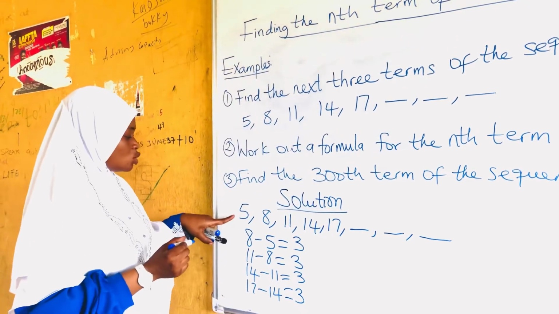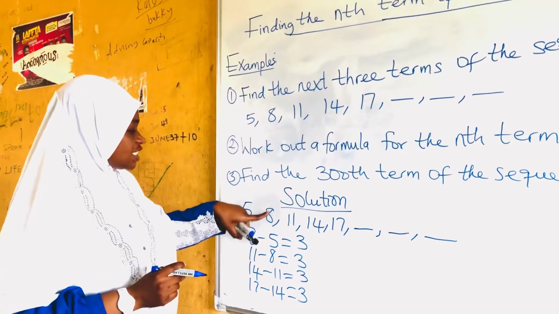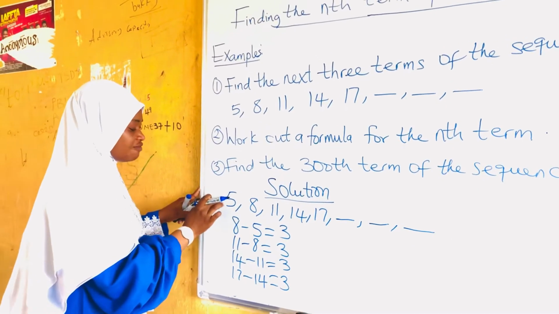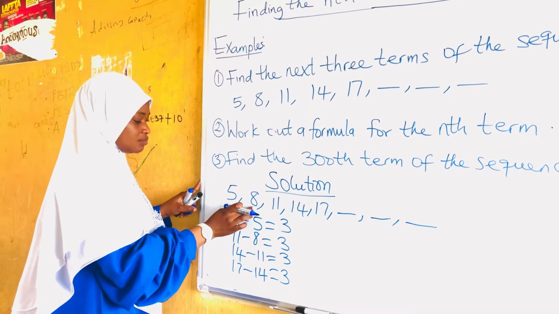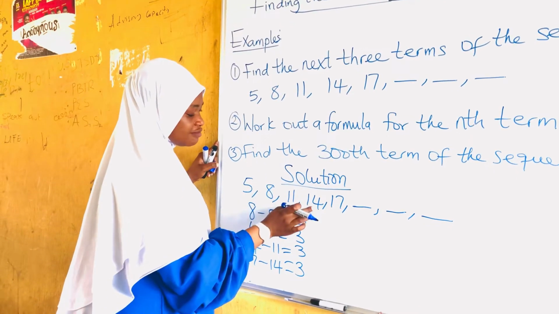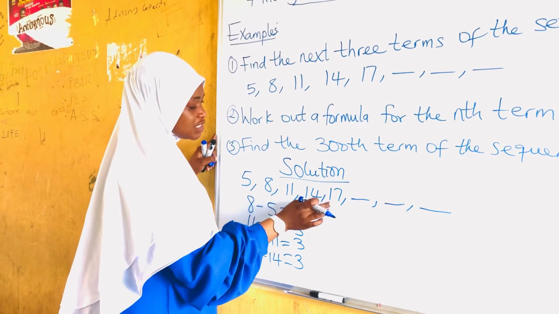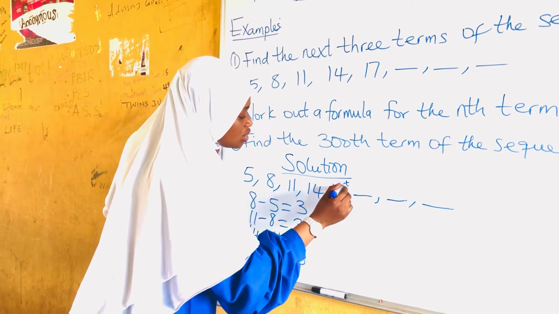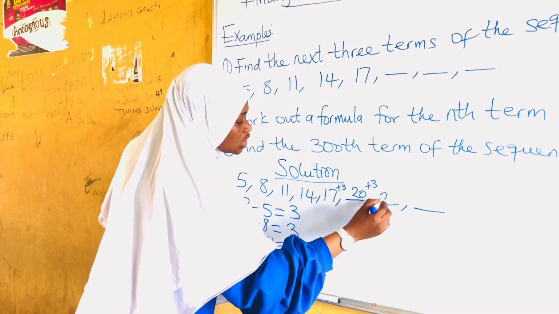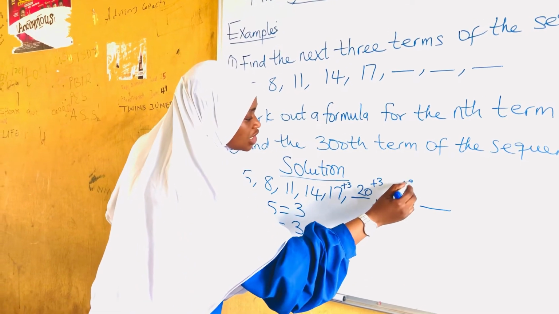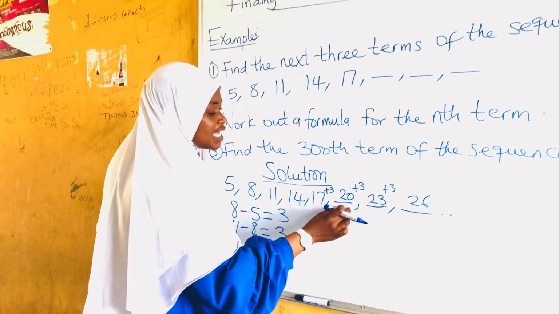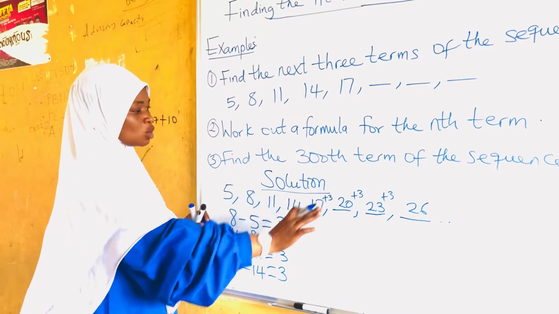So it means that we will be adding 3 to each term to give you the next term. So you add 3 to this one, 5 plus 3 gives 8. 8 plus 3 gives 11. 11 plus 3 gives 14. 14 plus 3 gives 17. 17 plus 3 gives 20. 20 plus 3 gives 23. 23 plus 3 gives 26, and so on. But they have to find the next 3 terms, so we have to stop here.